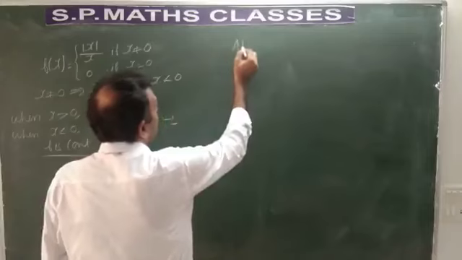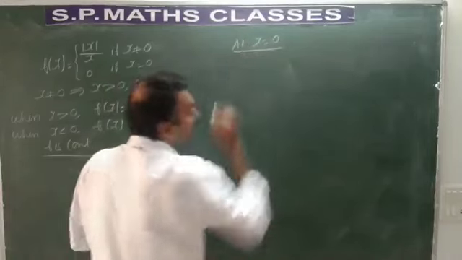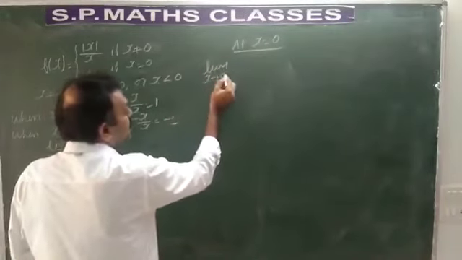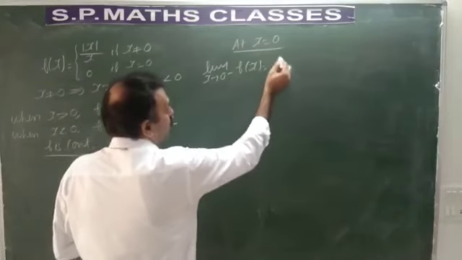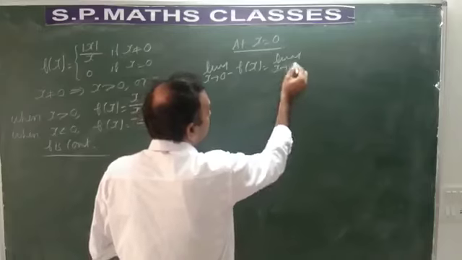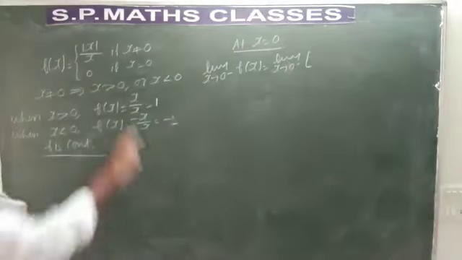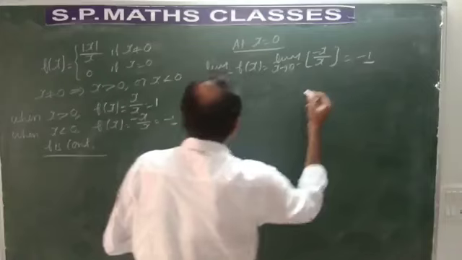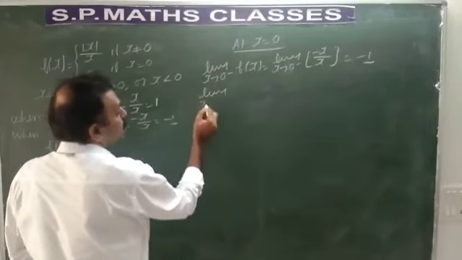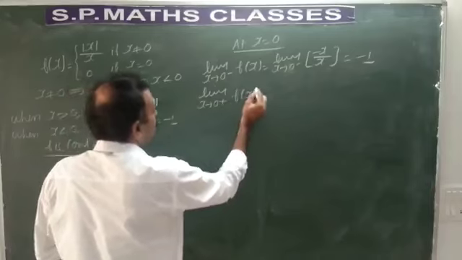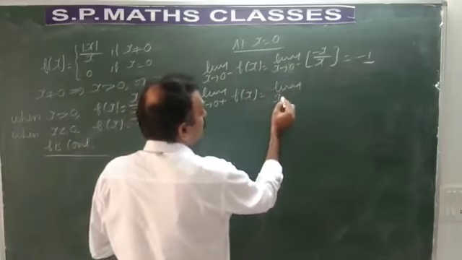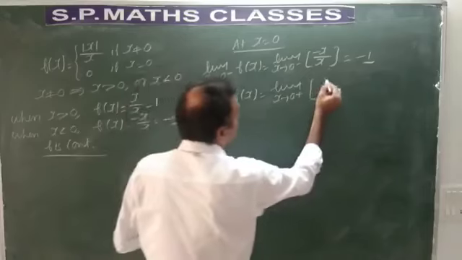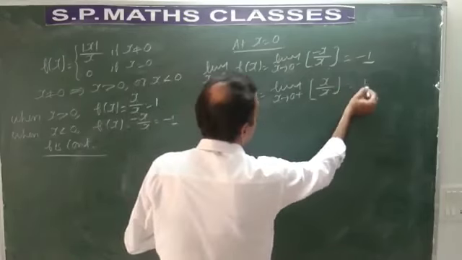Now we need to test at x equals 0. Let us take the limit as x tends to 0 minus of f of x. What is it? x is less than 0, which means we take modulus x as minus x, so minus x by x gives minus 1. The limit as x tends to 0 plus of f of x: for x greater than 0, modulus x is taken as plus x. x cancels, and you will get 1.